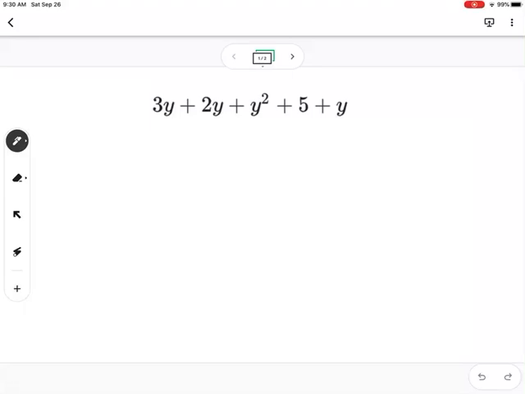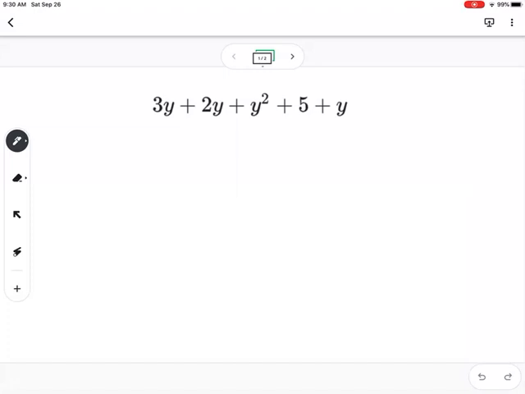Okay, quick little preview explanation of how I would like to see you do these problems that involve simplifying by combining like terms. So here is the first example of two that I will go through before you practice.